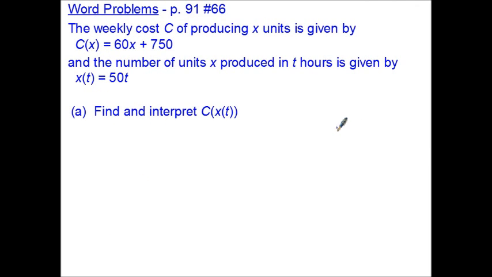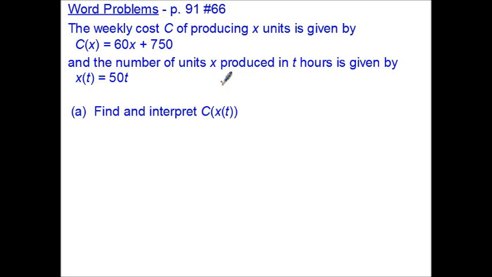Alrighty, now again, the whole reason why we have any of this stuff mathematically is because we want to take the real world and turn it into some sort of equations and expressions and stuff that we can manipulate to make predictions about things. And so here we go. So I'm stealing this problem, number 66 off of page 91. I'm paraphrasing a little bit here, but you get the idea hopefully.